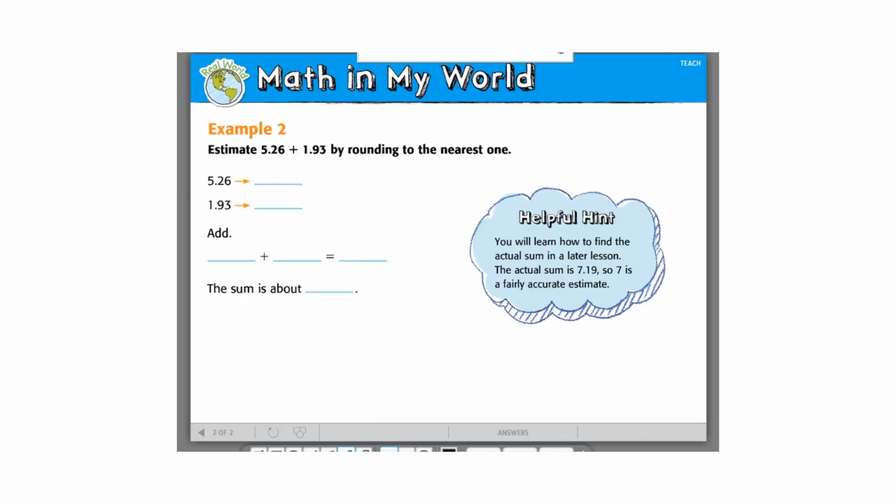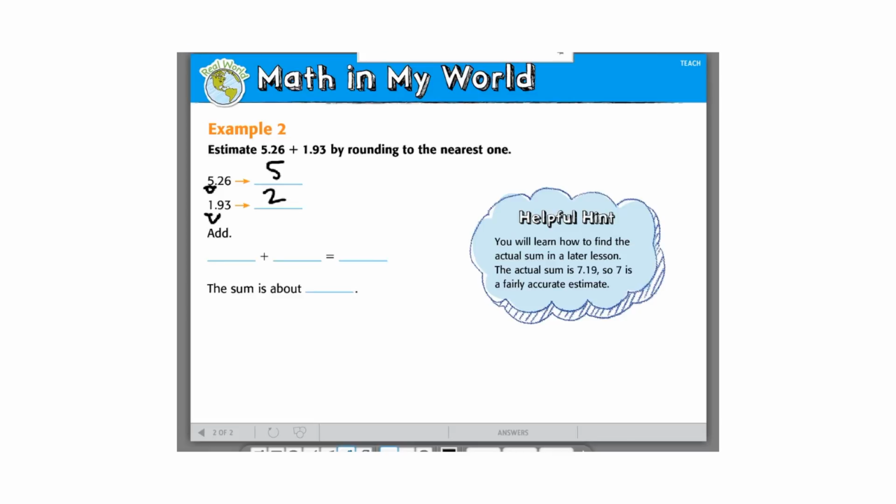Let's erase all that. So now we're going to estimate, and this time they told us to round to the nearest 1s. So I would underline the 5 and the 1, look to the right. So what would 5 and 26 hundredths round to, Malachi? 5. Just 5. What about 1 and 93 hundredths? What would that round to, Nolan? Do the 1 and 93 hundredths. It would round to 2. And it asked us to add them.